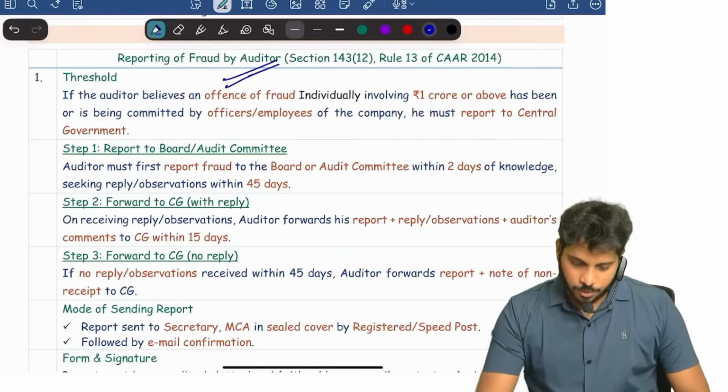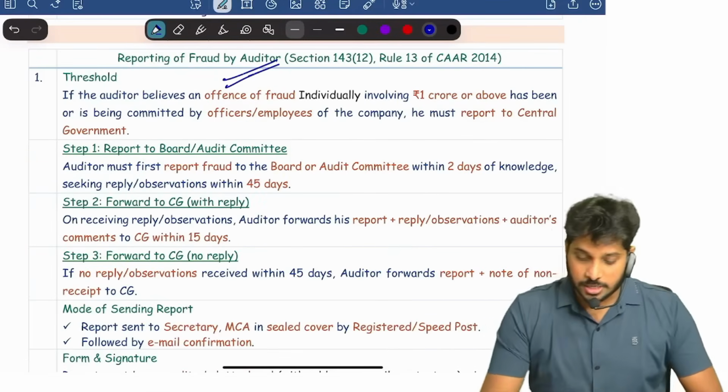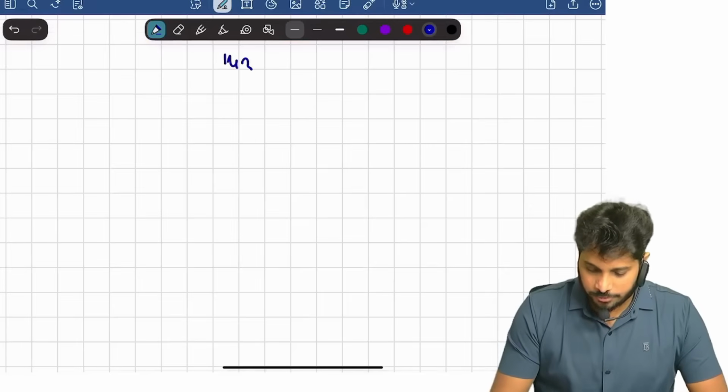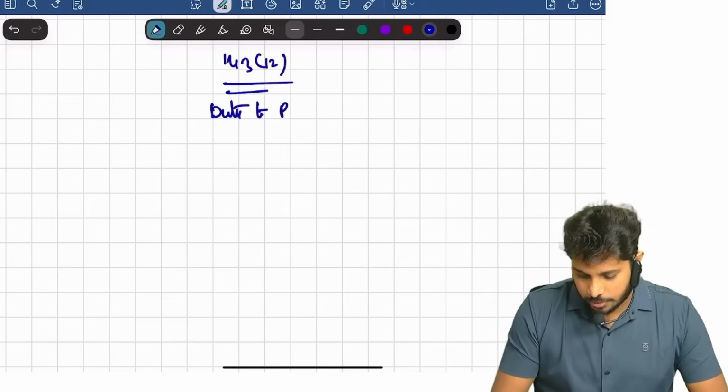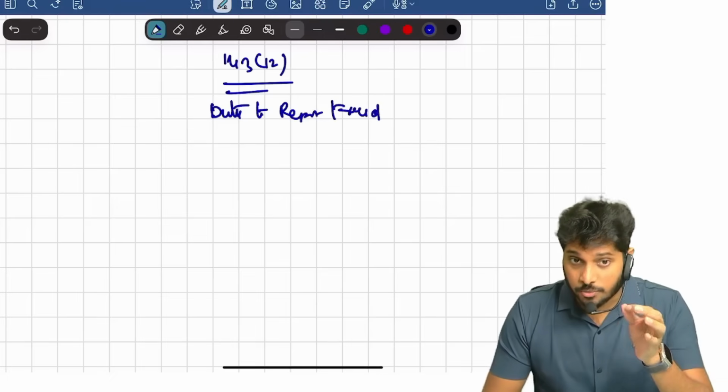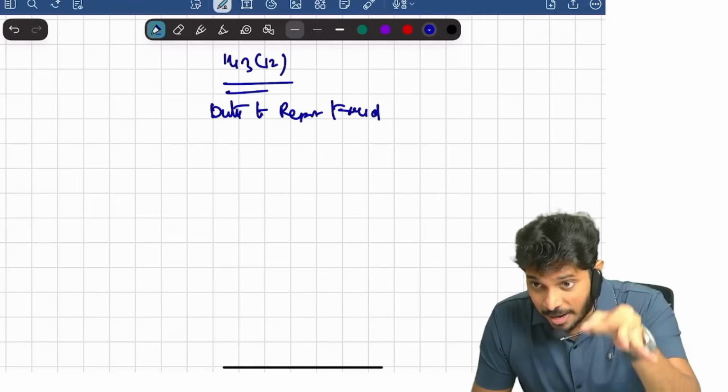Then reporting of fraud by auditor. What is reporting of fraud? Section 143 subsection 12. Duty to report fraud. Fraud identified by auditor. What is it?